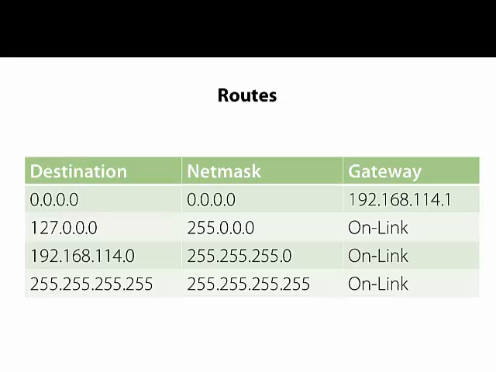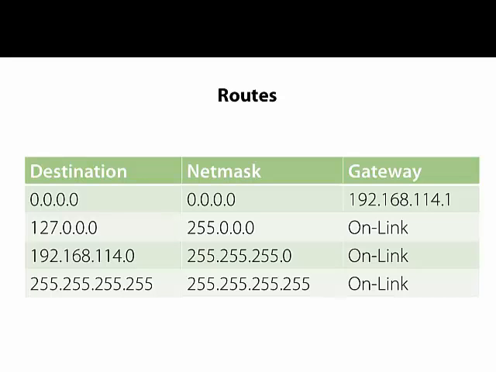And then this fourth row is a special entry. This is for a broadcast. This is when we're going to send traffic that's destined for anything on my subnet. Broadcasts don't cross routers, so we do not need to send it to the default gateway. We just broadcast it out to the entire subnet.